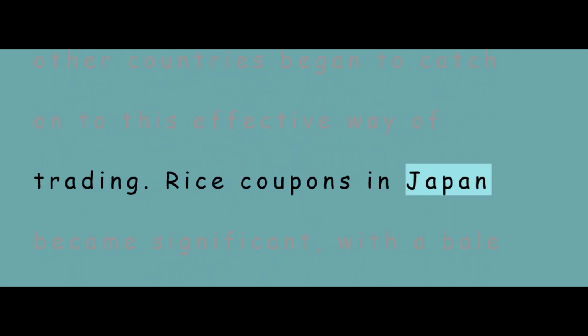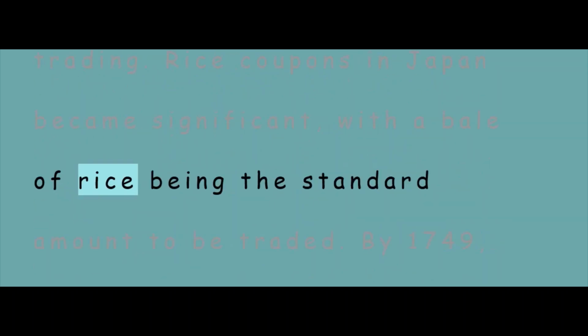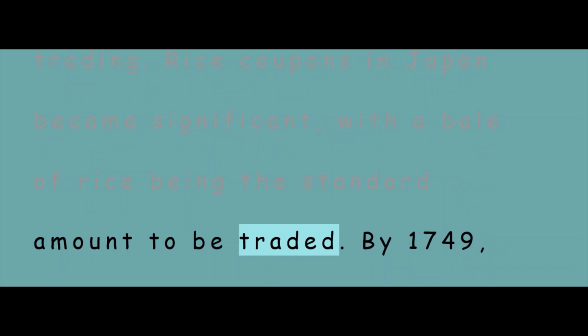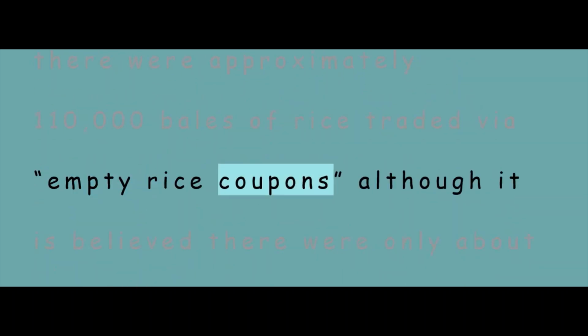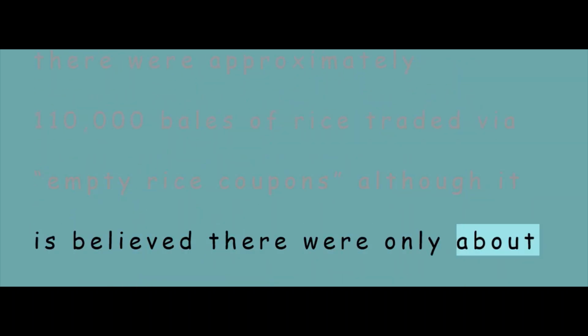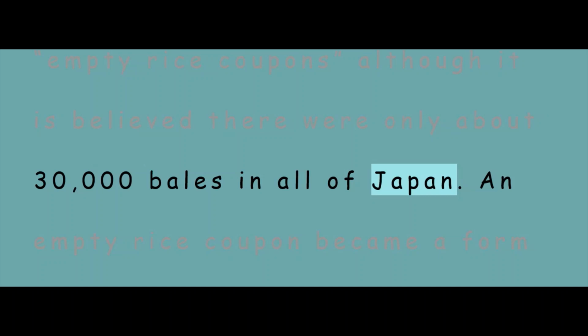Rice coupons in Japan became significant, with a bale of rice being the standard amount to be traded. By 1749, there were approximately 110,000 bales of rice traded via empty rice coupons, although it is believed there were only about 30,000 bales in all of Japan.